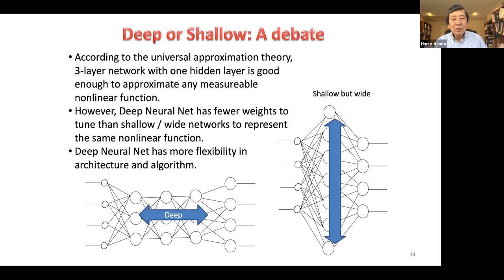One of the two important points is that, first of all, the deep neural net has fewer weights to tune than shallow wide networks to represent the same functions. If you just look at the number of units versus the number of connections, let's say that the wide, shallow one and the deep one have the same number of hidden units. The question is, which one has more weights to tune? In fact, the shallow one has many more weights, parameters to tune.